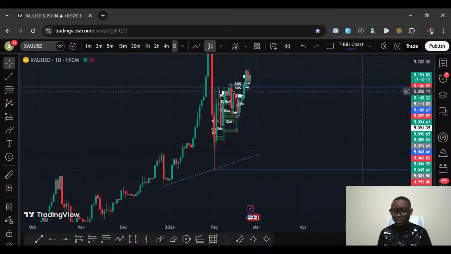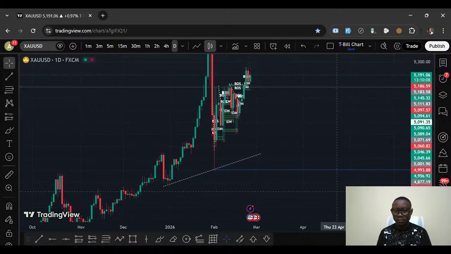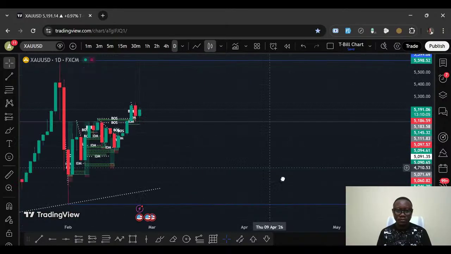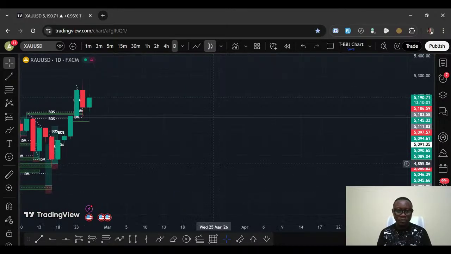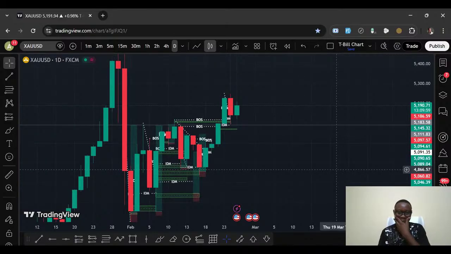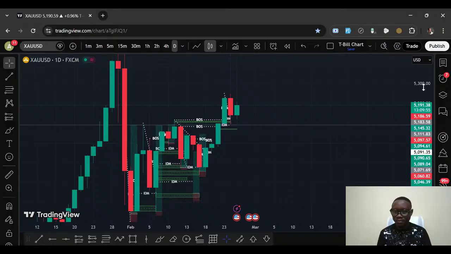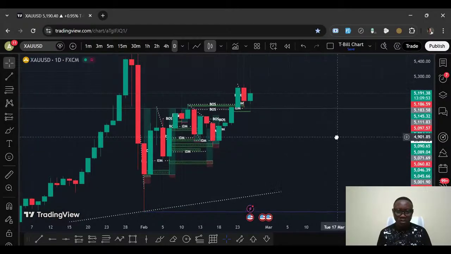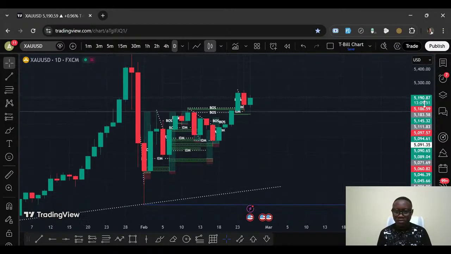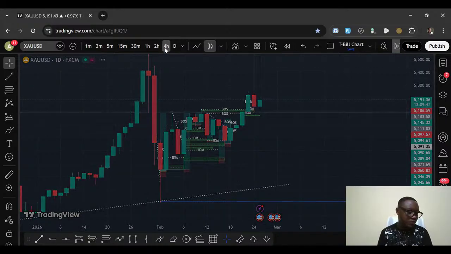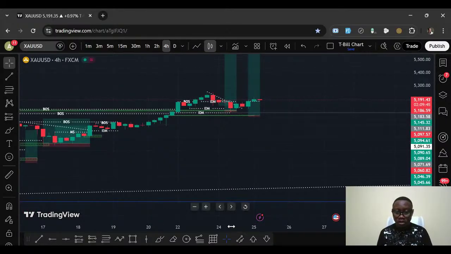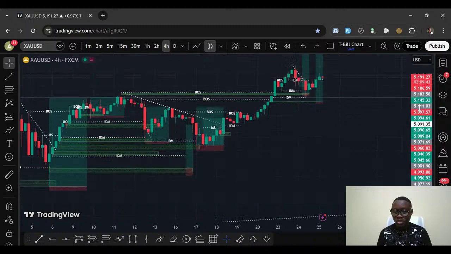Let me take out these lines. All right. So on the daily time frame, I'm not getting a very clear zone. So I'll drill down to the 4H time frame for a clearer picture of the market structure.